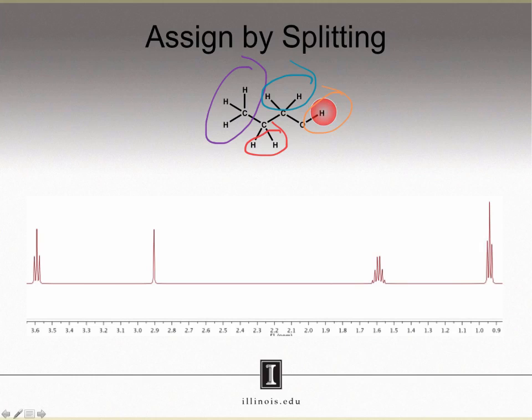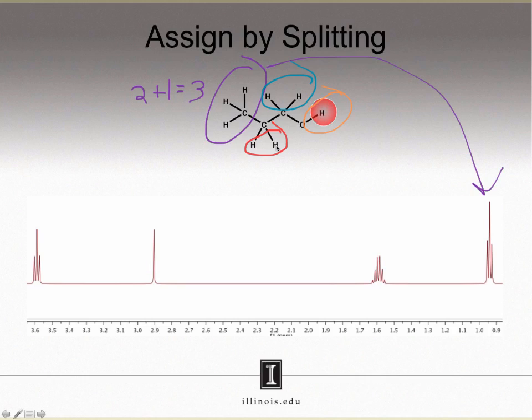Let's see if the n+1 rule matches what we see in the spectrum for 1-propanol. Let's look at the purple protons first. How many neighbors do the purple protons have? Well, let's look at the vicinal carbon, the next door carbon. How many protons are attached to this carbon? 1, 2. The n+1 rule says there should be 2 + 1 peaks, 3 total. Does the signal corresponding to the purple protons show up as a triplet? Yes, it does.